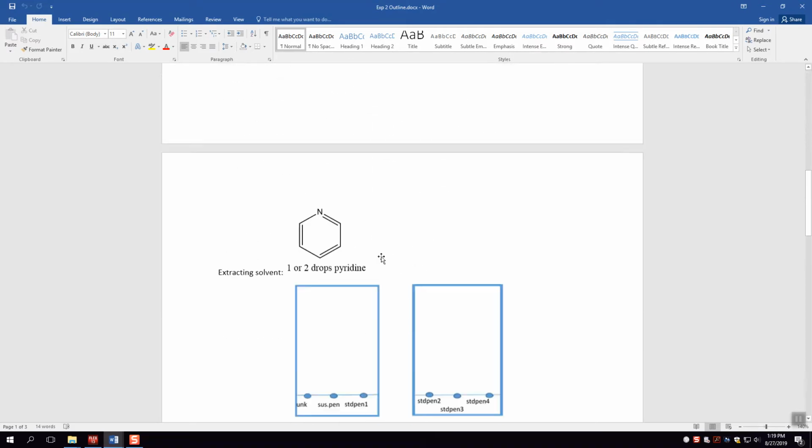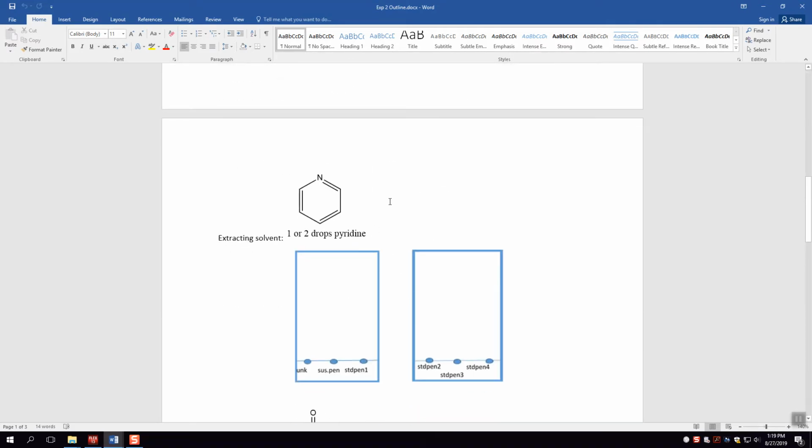So what we're going to do is extract these dyes, and I'll show you how to do that in a minute, using pyridine. And it's very important that we're only using 1 or 2 drops of pyridine. And it's also very important that the pyridine picks up the color pigmentation. So if the pyridine doesn't appear to be roughly the same color as the original ink, it's a good idea to add more ink just to make sure that it's colored.